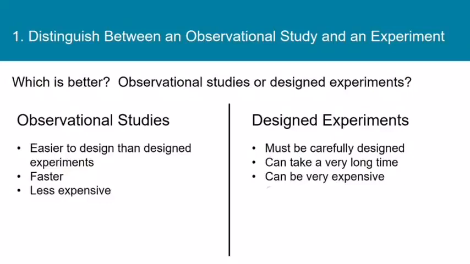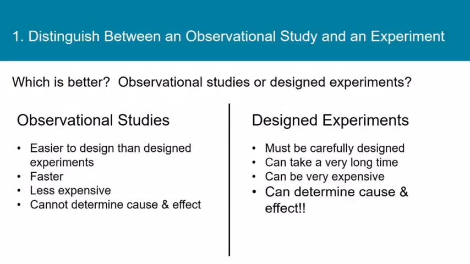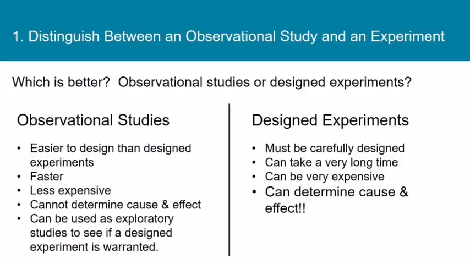And so right now you're probably looking at this and saying, gosh, designed experiments look hard. Why would I ever do a designed experiment? Why not always use an observational study? But the thing is, an observational study cannot determine cause and effect, because there are always going to be things that you have not been able to account for in an observational study, whereas a designed experiment can determine cause and effect. So here is the big payoff for a designed experiment. A designed experiment can determine cause and effect.